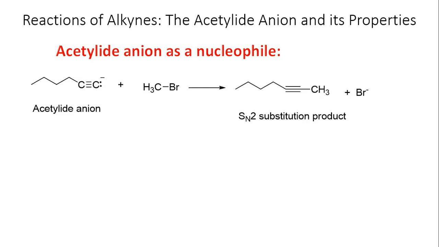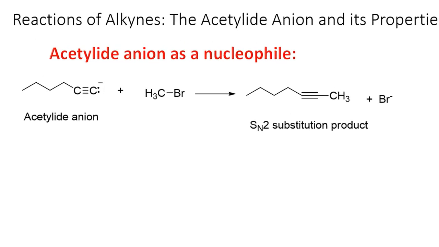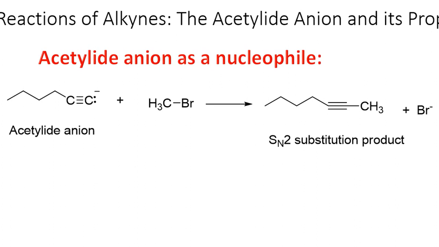So if I take the acetylide anion and I react it with either a methyl carbon or a primary carbon, what I'm going to get is substitution, right? So you can see here what happens. I have a methyl bromide. You can see the dipole is polarized, so this is my electrophile. The acetylide anion is my nucleophile. That dipole means that the carbon is partially positive and the bromine is partially negative.